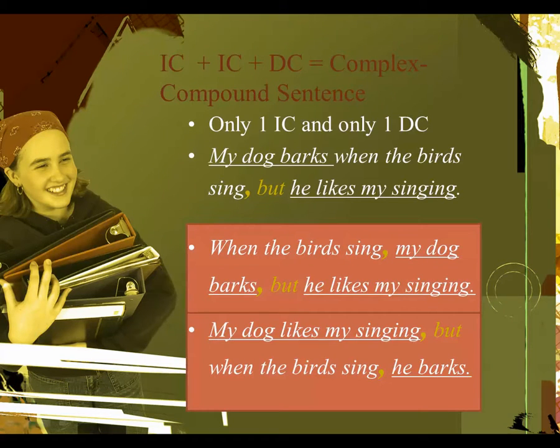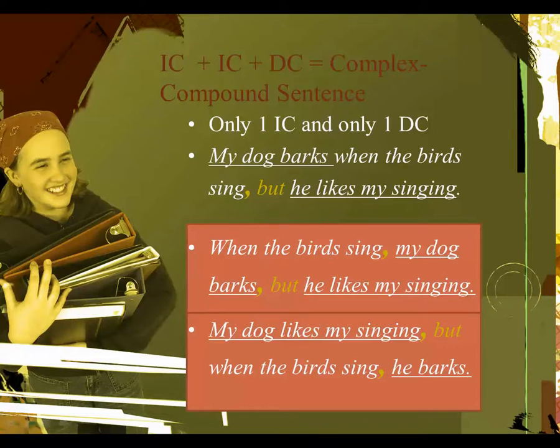The fourth and final sentence structure is compound complex. This requires at least two independent clauses and at least one dependent clause. For example, "my dog barks when the birds sing, but he likes my singing." In this sentence, "my dog barks" is an independent clause. The other independent clause is "he likes my singing." That means "when the birds sing" is a dependent clause.